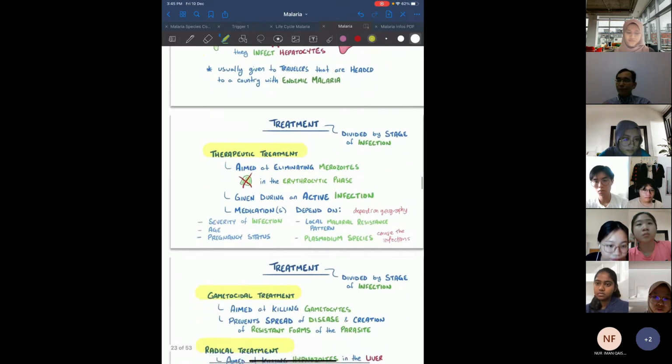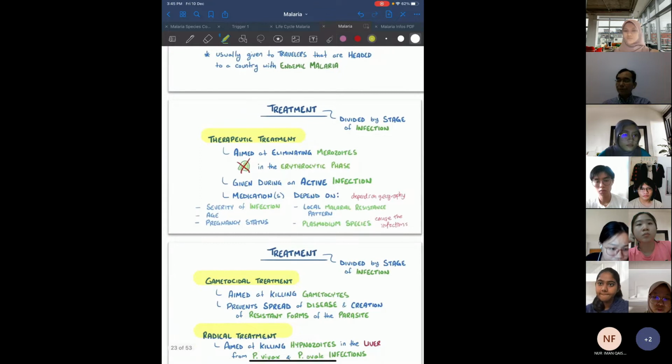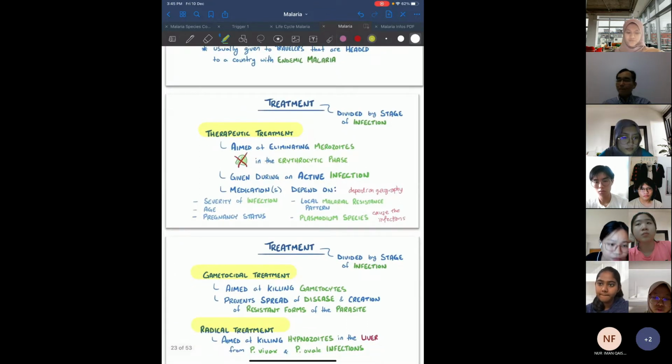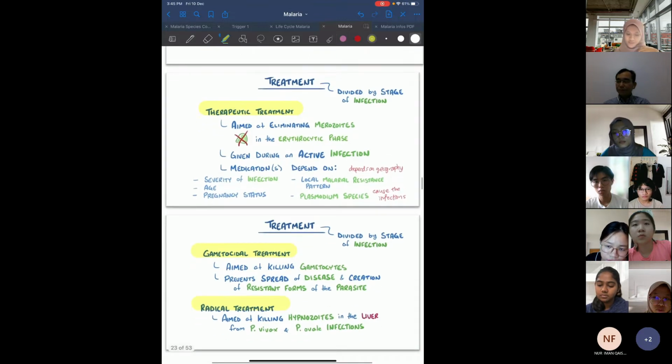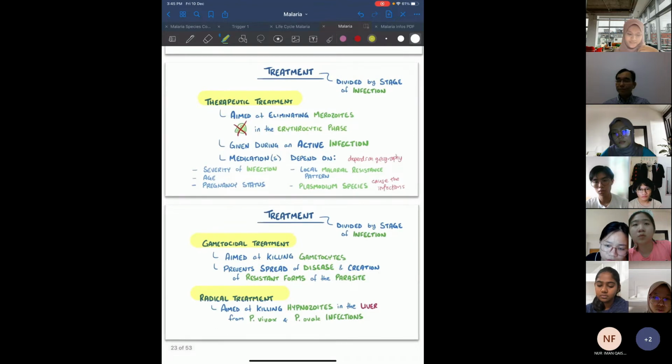Next is therapeutic treatment. The therapeutic treatment is aimed at eliminating merozoites in the erythrocytic phase. Erythrocytic phase is the process of proliferation of the parasite in the blood cell. It's usually given during an active infection. Besides that, medication depends on several factors, which are severity of infection, age of the patients, pregnancy status, local malaria resistance pattern, and Plasmodium species.